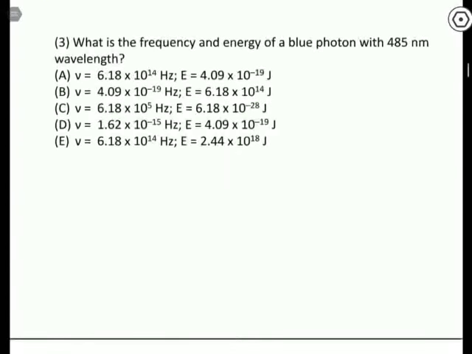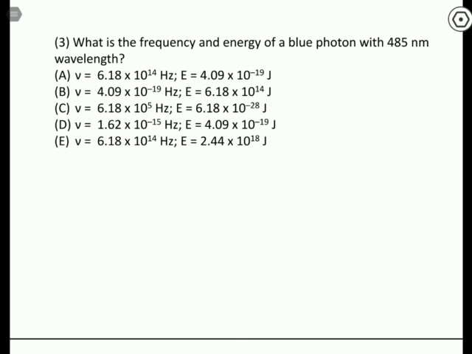All right, so number 3 is the properties of electromagnetic radiation. What is the frequency and energy of a blue photon with 485 nanometer wavelength? In this question we're finding two quantities, frequency and energy. There are really two equations we need to know that relate different properties of electromagnetic photons. Remember, a photon is a little packet of electromagnetic energy. So if we have a beam of light, it's made up of a bunch of photons, and each individual photon has properties that are defined by the wavelength and the frequency.